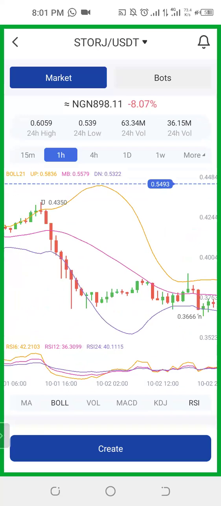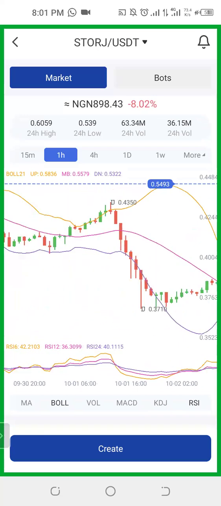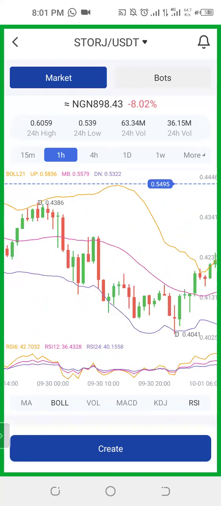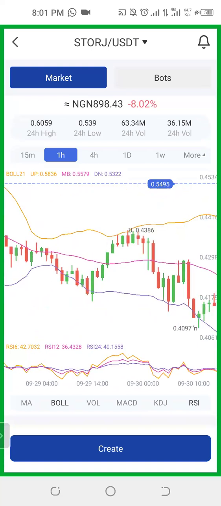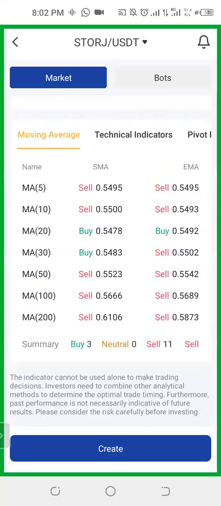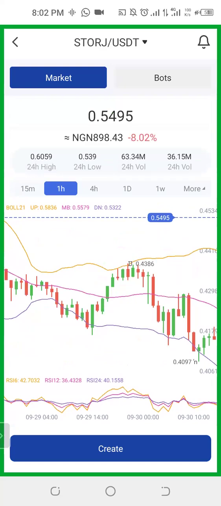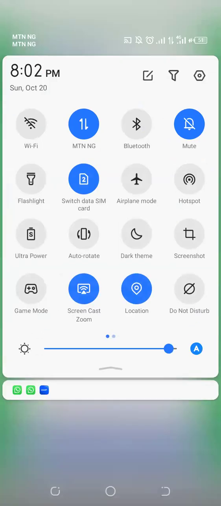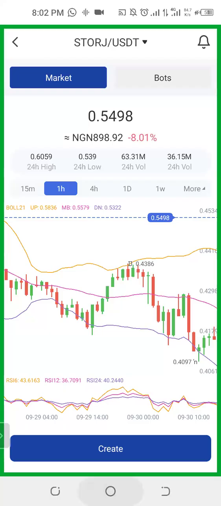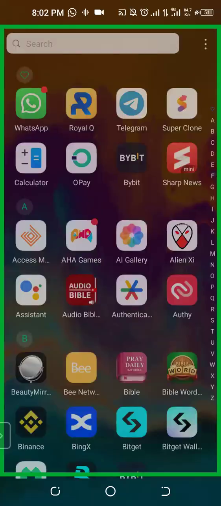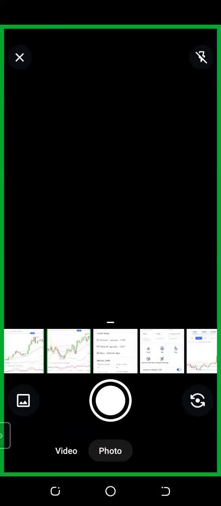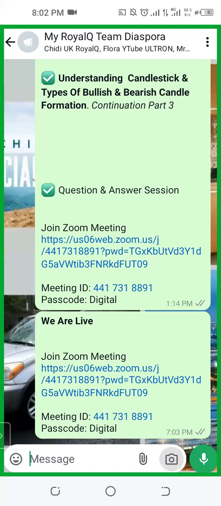Inverted hammer. Okay, I've seen another one. Okay, let me just stop here. Sorry. I've seen another one. So I've screenshotted it so that I can explain. Now, this is an example of inverted hammer I spotted. I have to screenshot so I can easily zoom it.